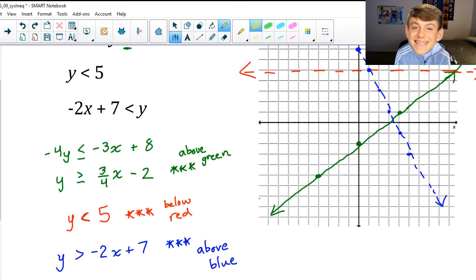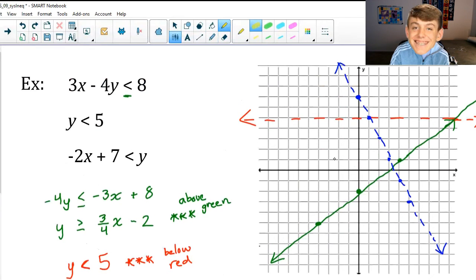Okay, so everything's graphed. Now let's actually think about the shading. Let's just go through it piece by piece, process of elimination style. For the first equation, we know it needs to be above green. That gives me more options. All 4 of these regions are above green. Now we also want it to be below red. So that will get rid of this region and this region, because those are both above red.